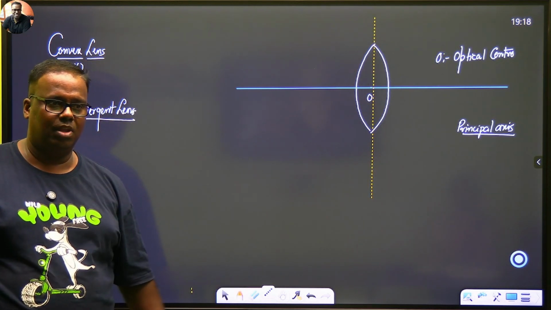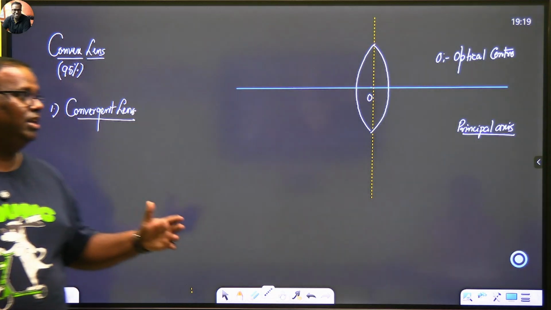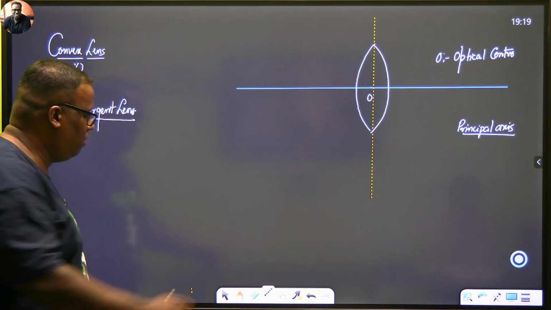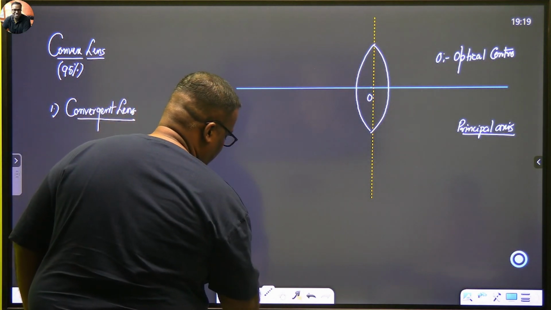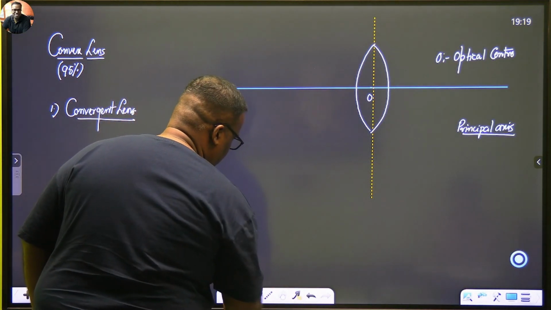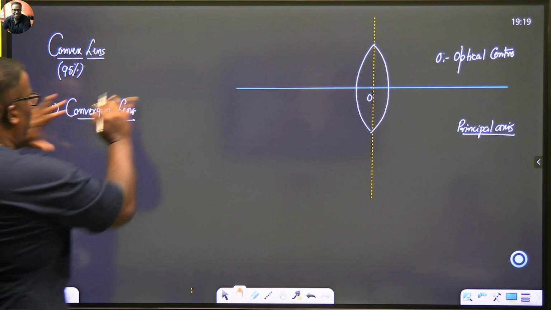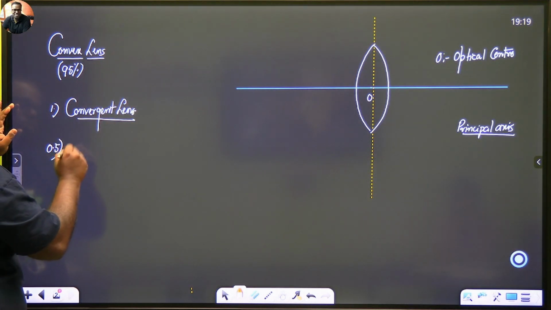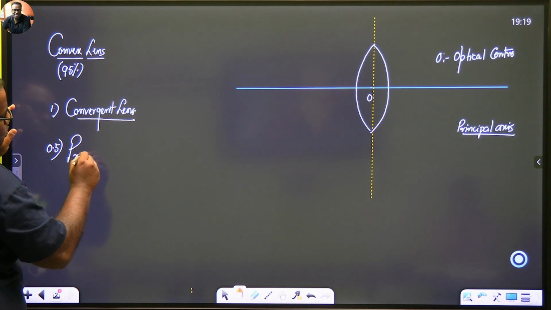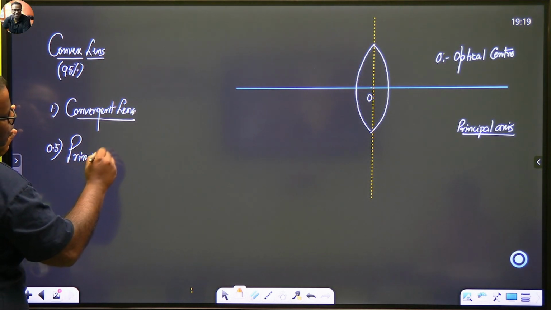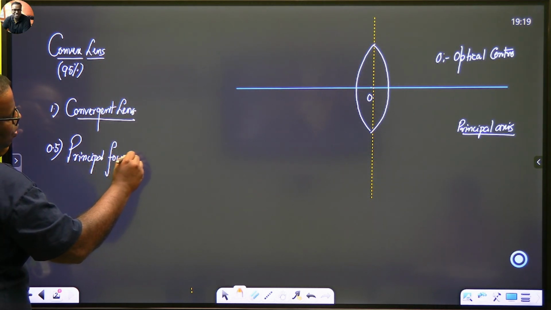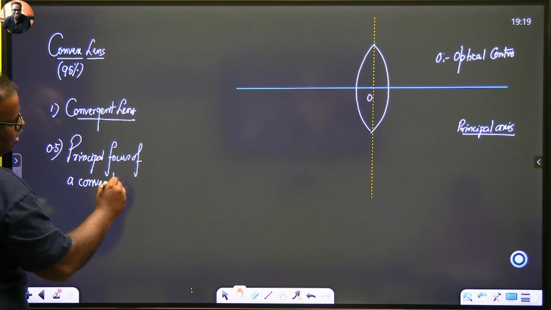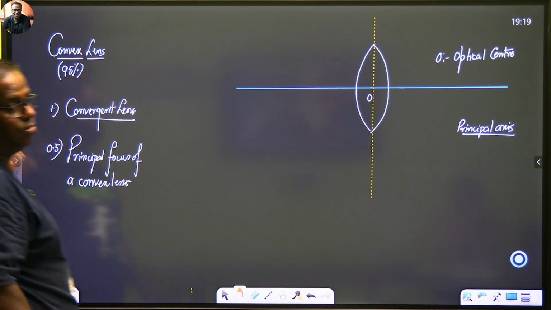Clear? Right. Now we define what we understand by a convergent lens. Before defining a convergent lens, there are some more parameters that we need to address. Then the convergent lens will become clear. We need to understand what the principal focus of a convex lens is. What is the principal focus of a convex lens?